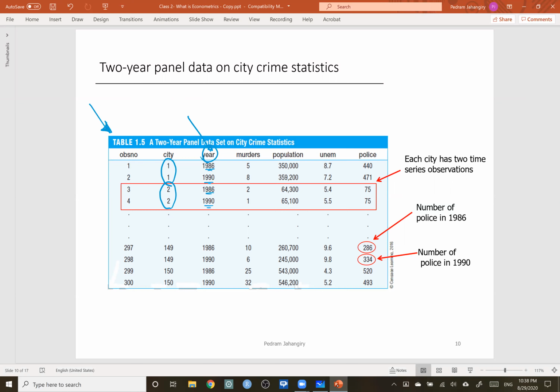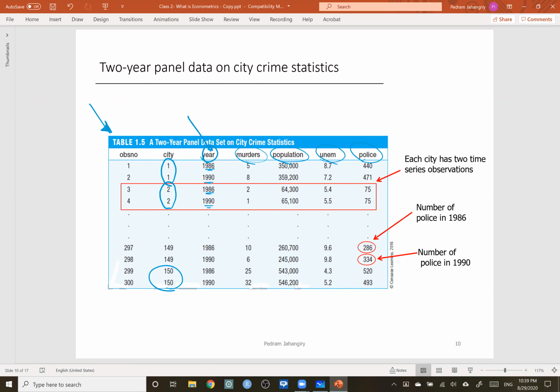So it seems that I'm tracking the records for multiple cities, multiple objects over multiple periods, which here happens to be 2, right? So this is panel. I'm going to say city 1, city 2, city 3, and up to city 150. And then you're looking at the murder rates, population, unemployment, and number of police force. So you can tell a lot of stories by just staring at the data, but we're going to use econometrics to help us narrate those stories, right?